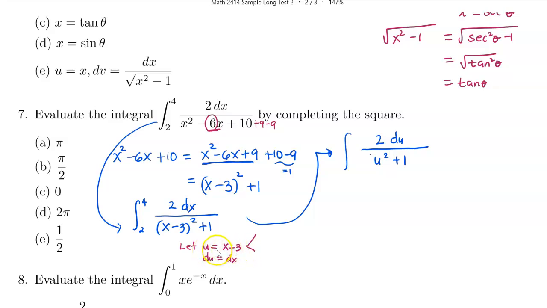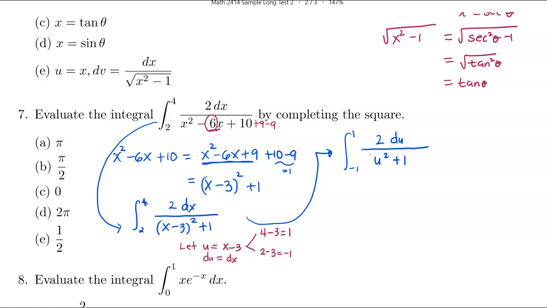So to compute the new limits of integration, we first substitute x by 2. So the lower limit will be 2 minus 3, which is negative 1. So you will have negative 1 as a lower limit of integration. What about the upper limit of integration? You would have to replace the x here by 4. So you will have 4 minus 3, and that is equal to 1. So you have negative 1 to 1. Then now you can integrate.